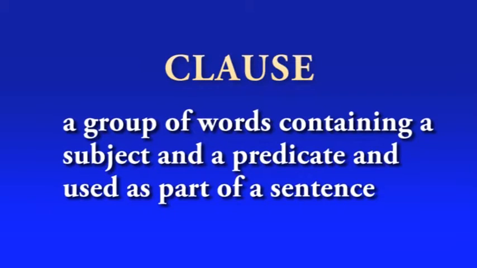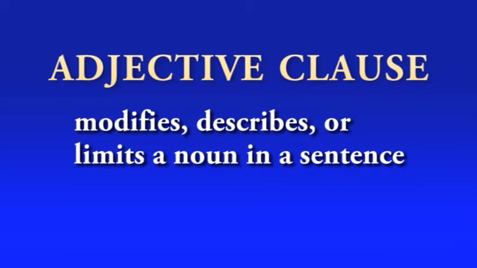Now, a clause follows the same rule, but the constructions are a little more complex. A clause is a group of words containing a subject and a predicate and used as part of a sentence. Some clauses can stand by themselves. We call them independent clauses, which are basically simple sentences. However, we want to focus on dependent or subordinate clauses, in particular, adjective clauses. An adjective clause modifies, describes, or limits a noun in the sentence, just as participles do. Appositives restate nouns. Let's look at a sample sentence with an essential clause.